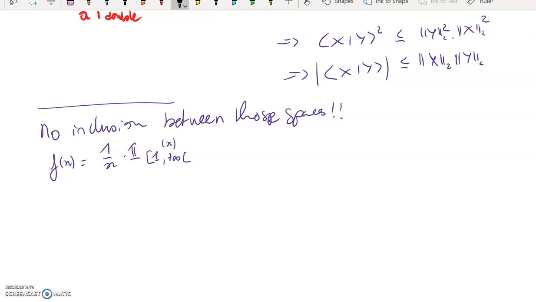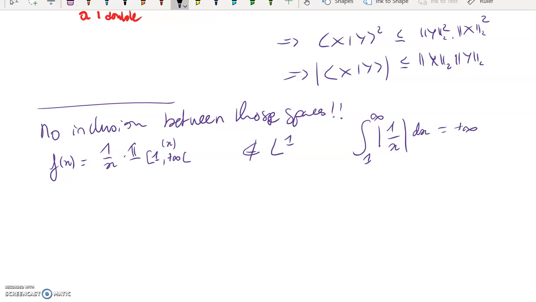All right, so is that an L1 function? Do we have that the integral of the norm of f is bounded? No, it doesn't belong to L1 because you really know that the integral of 1 over x, whether I consider it close to 0 or close to infinity, is unbounded.